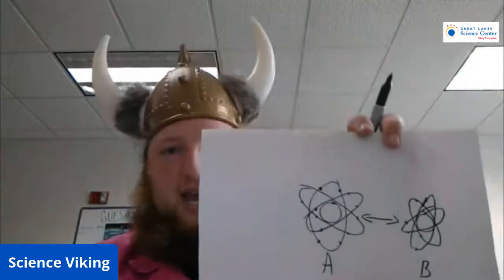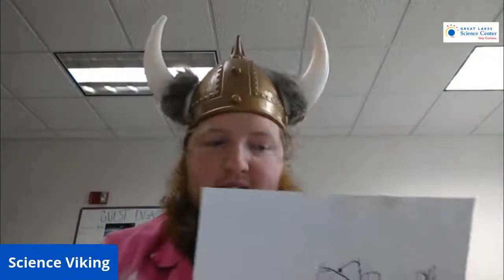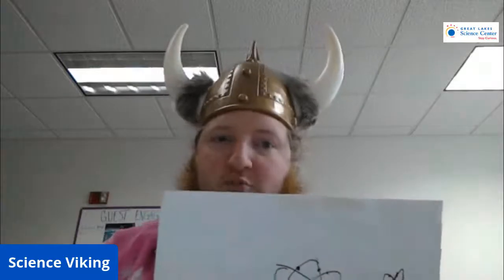Atom B is missing an electron. So what will happen is that electron will jump from atom A to atom B. But now atom B has an extra, and atom A is missing one. So now the electron is going to jump back to atom A. That back and forth, that movement, is what generates electricity.